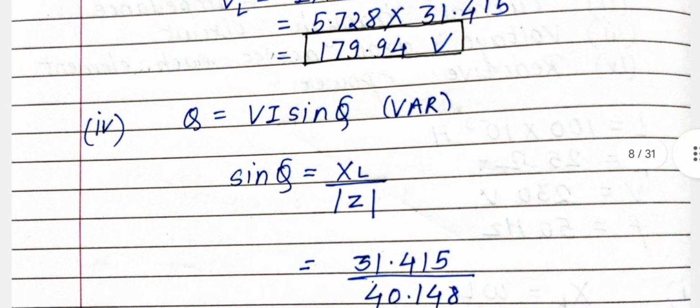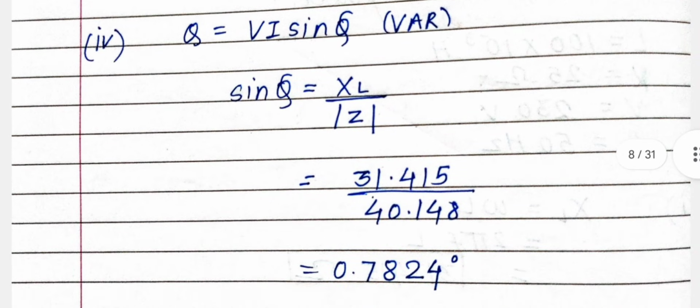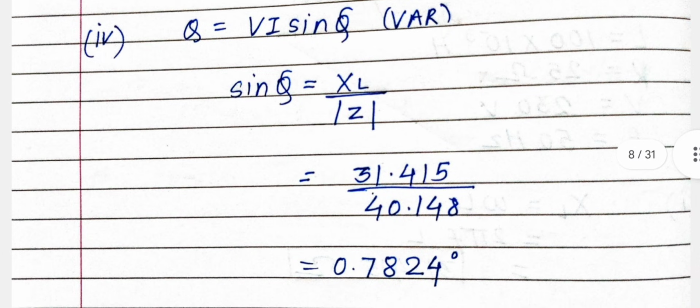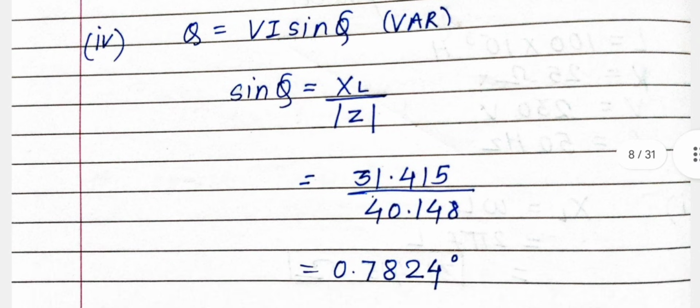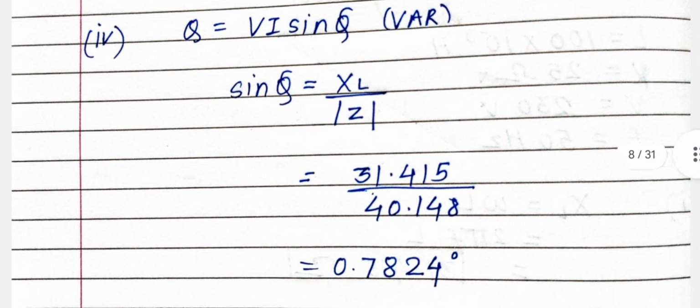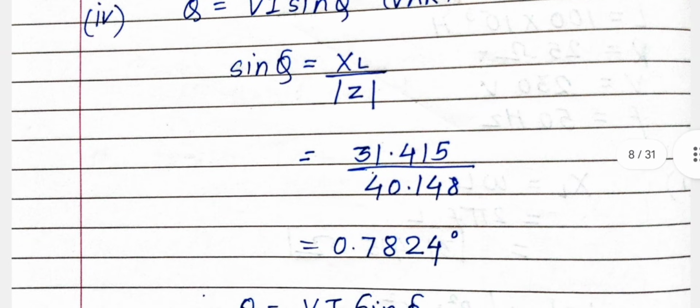Then the last question which was asked to us was reactive power. So here you have to remember the formula. What is Q? Q is equal to the reactive power, which is VI sin phi. Remember its unit is VAR, volt ampere reactive. So here you have to first find out sin phi. As we all know V and I, but we don't know what is sin phi.